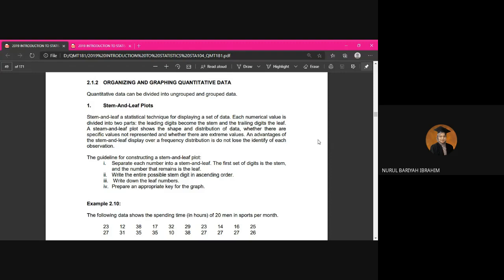Before this, you have learned how to graph the qualitative data, right? So today we proceed with quantitative data. For quantitative data, we have two types of data, which are grouped and ungrouped data. This time, I will lecture about the ungrouped data first. We have three ways to graph the ungrouped quantitative data.